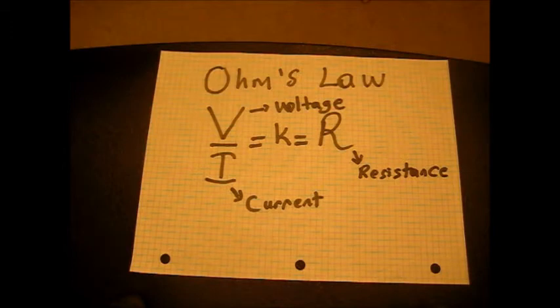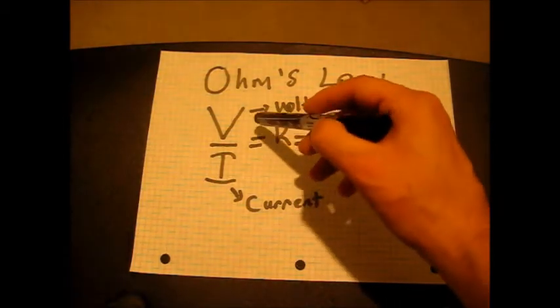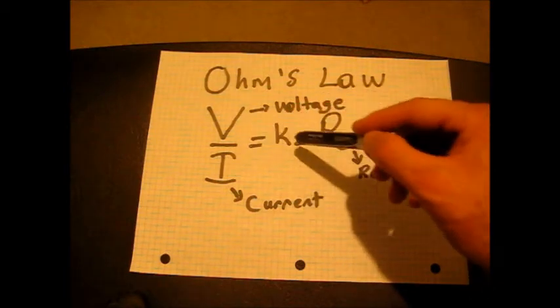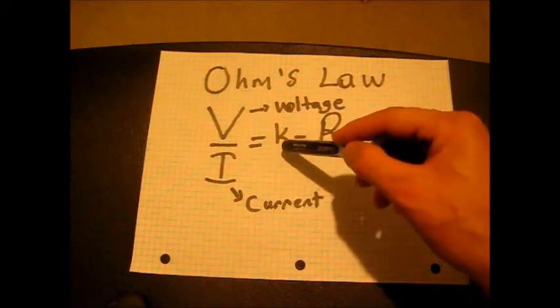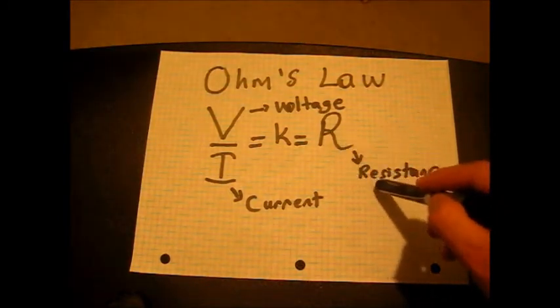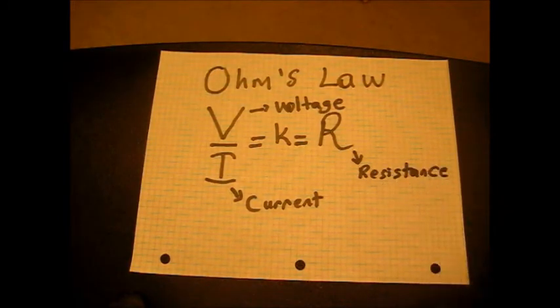So Ohm's law says that if you increase voltage on certain materials called ohmic materials, the current flowing through the material is also going to increase proportionally, and if you take their ratio, you are going to have a constant number, and that's what we call resistance.